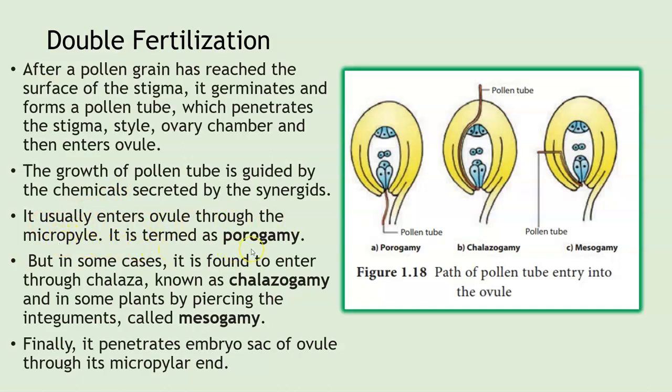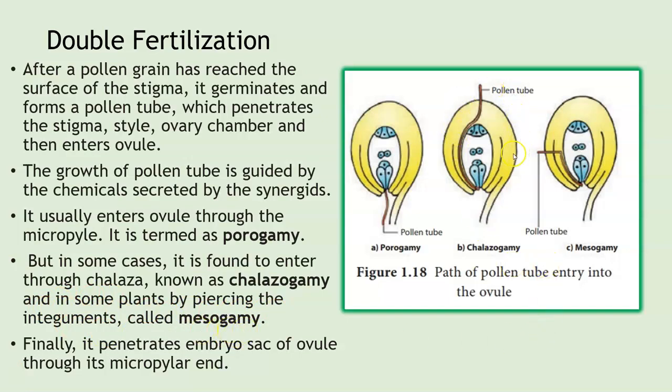This is termed as porogamy. Here, this is the structure of the ovule, this is the micropylar end, and this is the chalazial end. When the pollen tube enters through the micropylar end, this phenomenon is called porogamy. In some cases, it is found to enter through the chalaza, known as chalazogamy. And in some plants, it enters by piercing the integuments, which is called mesogamy.